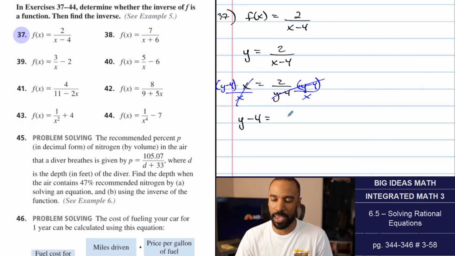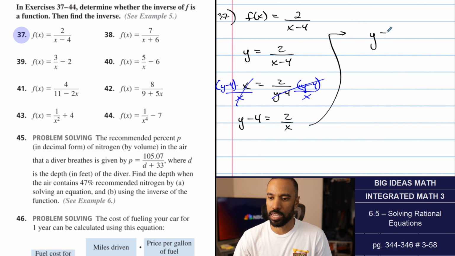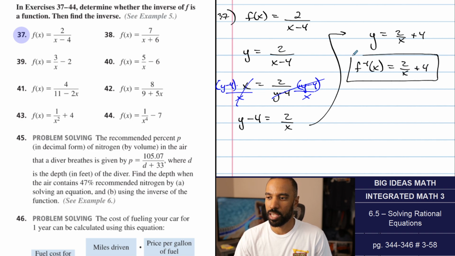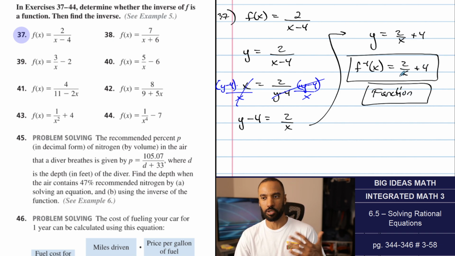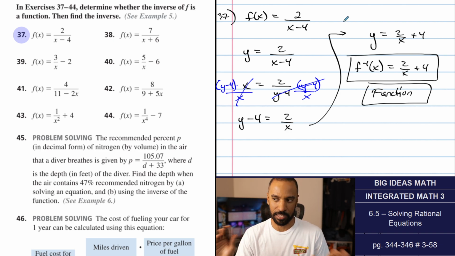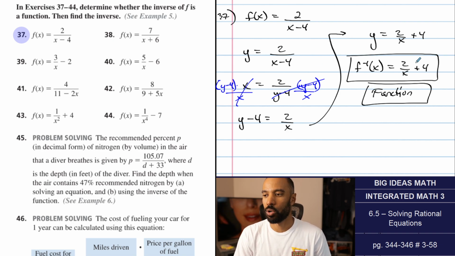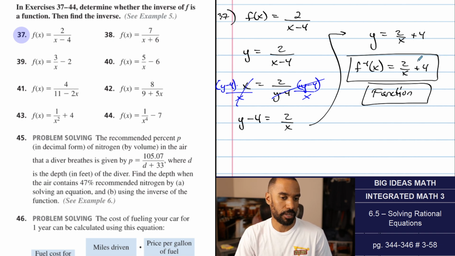So I can get y by itself again. And I can add 4 to both sides. I'll get y equals 2 over x plus 4, which is our inverse. Or inverse of f is 2 over x plus 4. This is a function. It is a function. There's no plus or minus x substituting any certain. Now, x can't equal 0. Here, x can't equal 4. That's neither here nor there. That doesn't matter. I can substitute anything for x, and I'm never going to get more than one y out from it. But the inverse is a function.